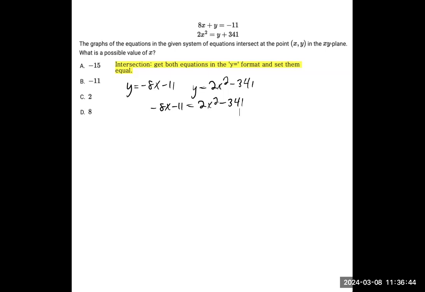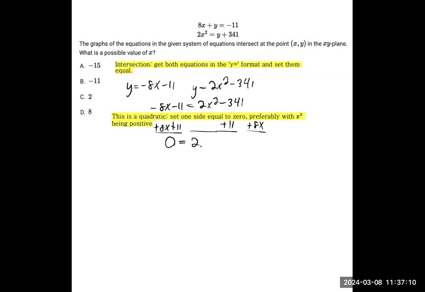Now we want to tell ourselves this is a quadratic. And for quadratics, you get one side equal to 0, preferably with x squared. It's a quadratic because it's the ax squared plus bx plus c format, even though it's not arranged like that yet. So we can add 11 to both sides and add 8x to both sides. So plus 11 here and plus 8x. And when you put it all together, you get 0 equals 2x squared plus 8x minus 330.